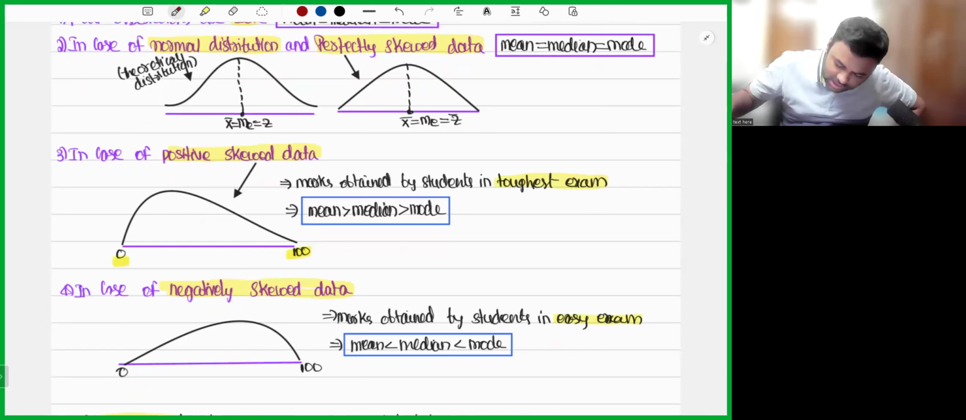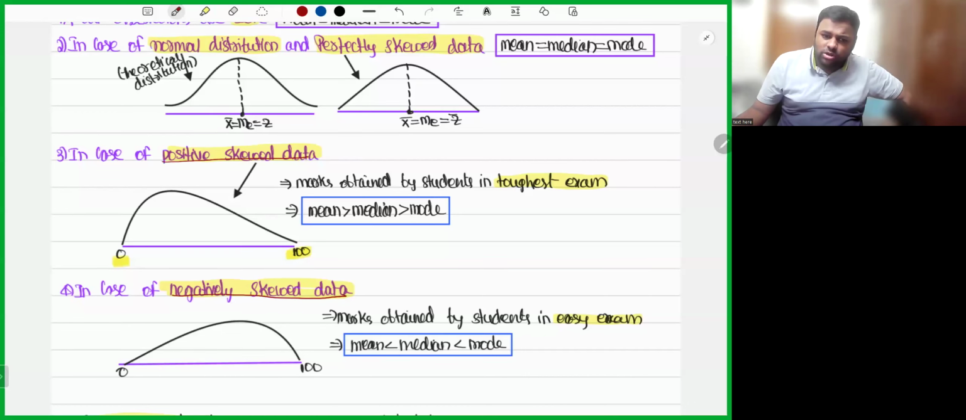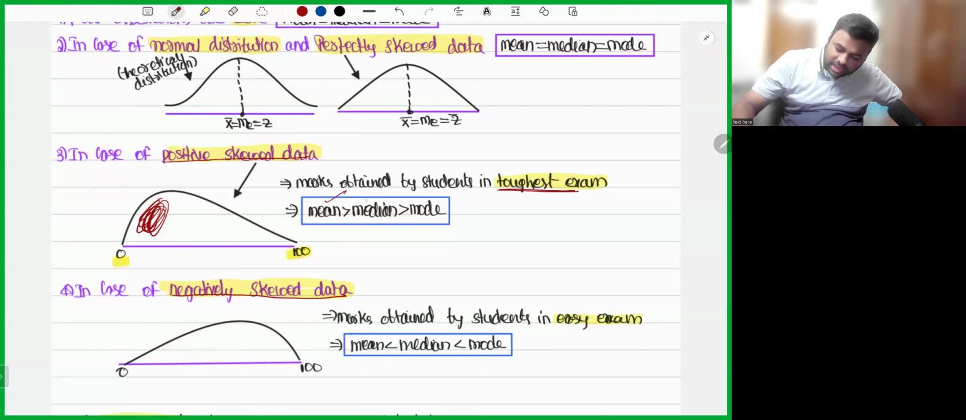Next, in case of positively skewed data, you need to just remember the terminology because skewness is not in the syllabus. Earlier, we used to have it in the syllabus. In case of positively skewed data, like, for example, marks obtained in the toughest examination. In the toughest examination, most of the people will get less marks. That is the reason more clutter is there towards less marks. In case of positively skewed data, mean is greater than median is greater than mode.